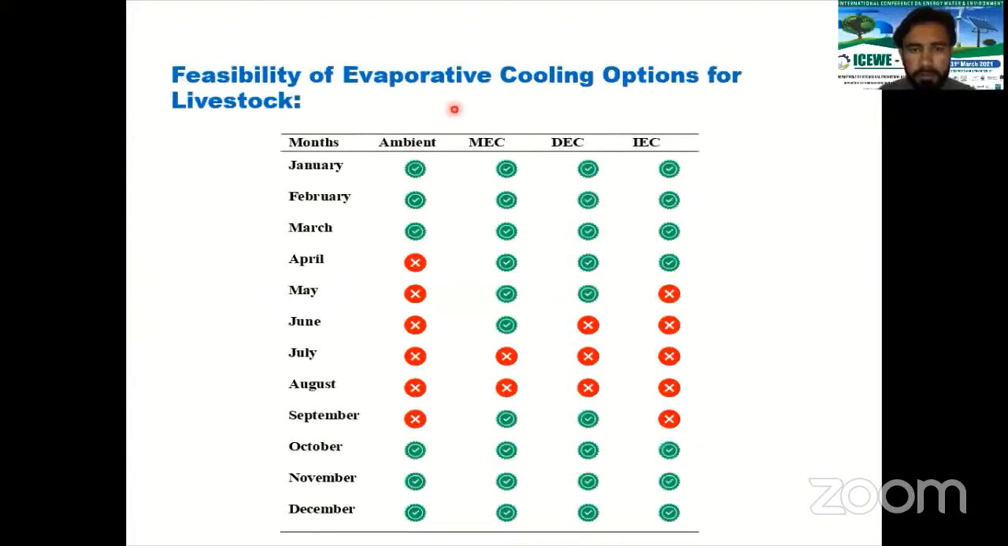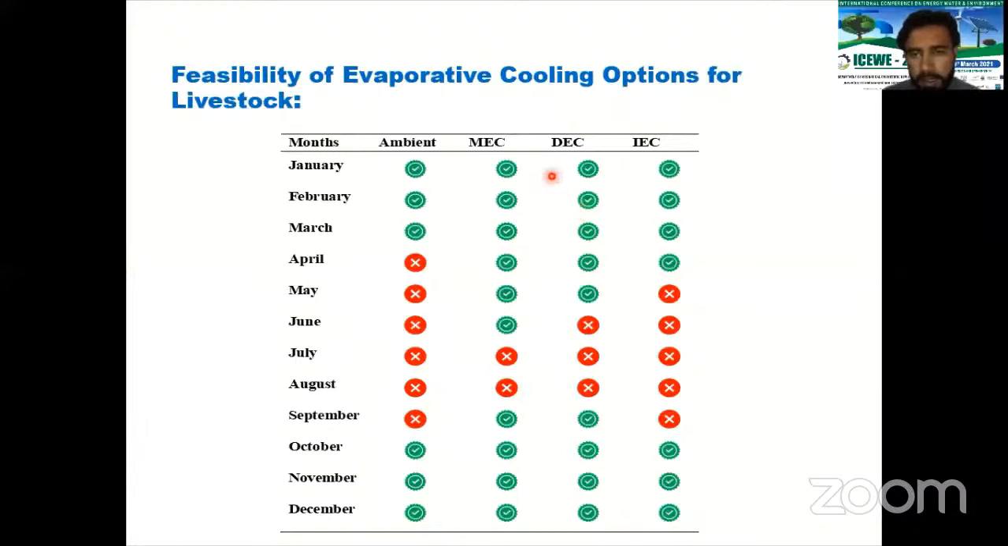This is the feasibility of evaporative cooling options for livestock thermal comfort for the whole year. As we see, the ambient conditions are not best for Holstein Friesian cattle in the months of April, May, June, July, August and September. And we see that the M-cycle evaporative cooling system is the best option for livestock thermal comfort, except for the months of July and August, due to the monsoon season in Pakistan.